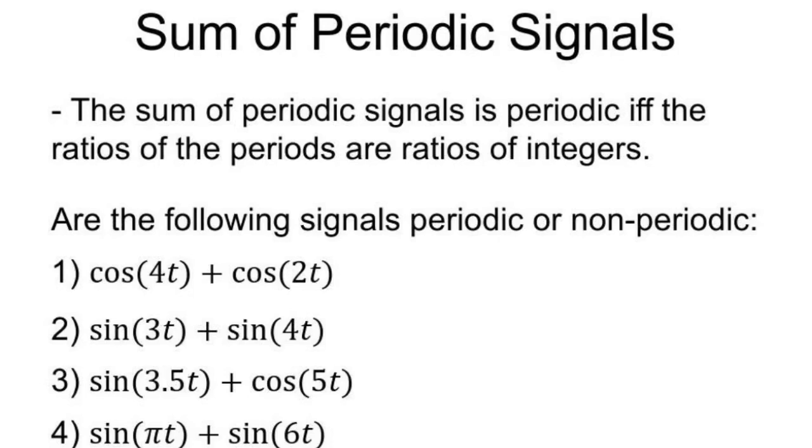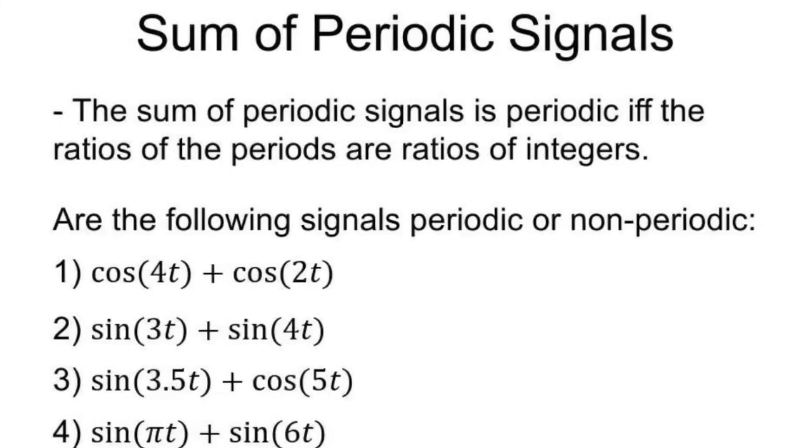The common period is equal to the LCM of T1 and T2. That is the LCM of pi by 2 and pi, that is equal to pi second. So the first signal is periodic with a common period T equal to pi second.